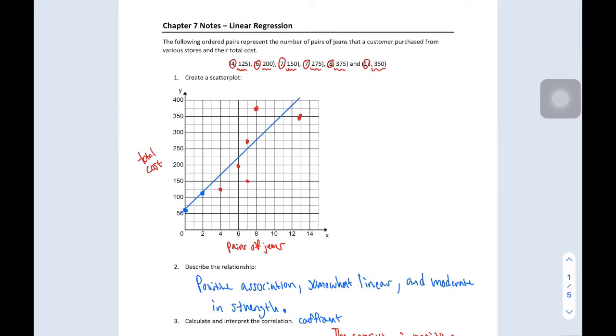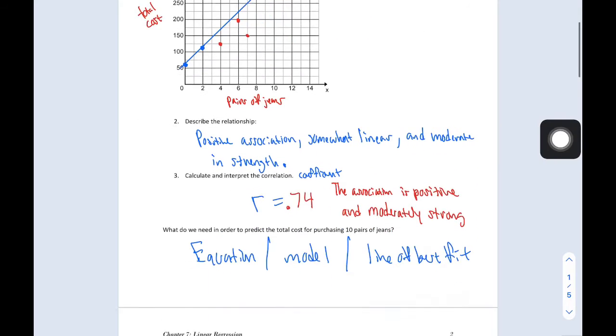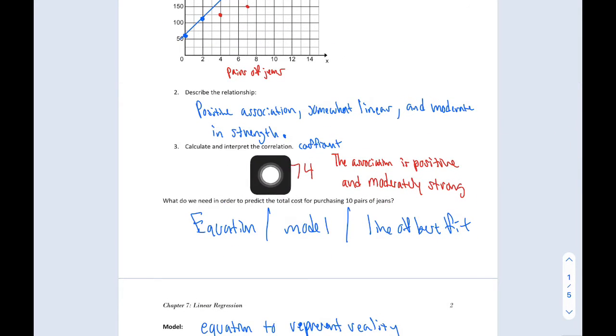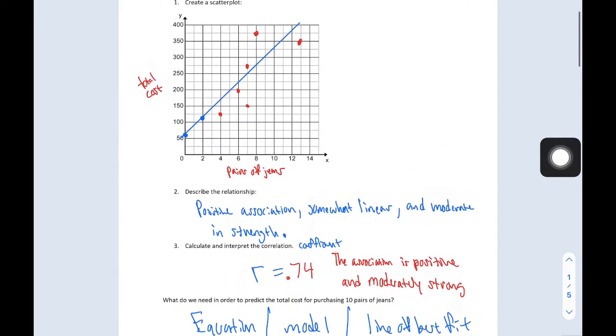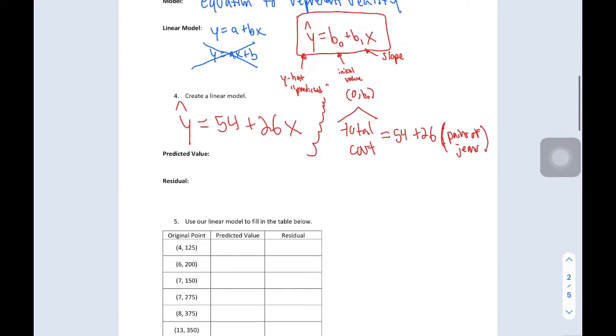If you remember, in our last session, we were talking about the number of pairs of jeans someone buys and the total cost, and we saw that there was this linear relationship, positive association, looks moderate in strength, and we were actually able to calculate the correlation coefficient. We figured out that that was 0.74, and we figured out the linear regression equation that modeled the situation. That's y hat equals 54 plus 26x. So this is the equation of the line that best fits our scatterplot.